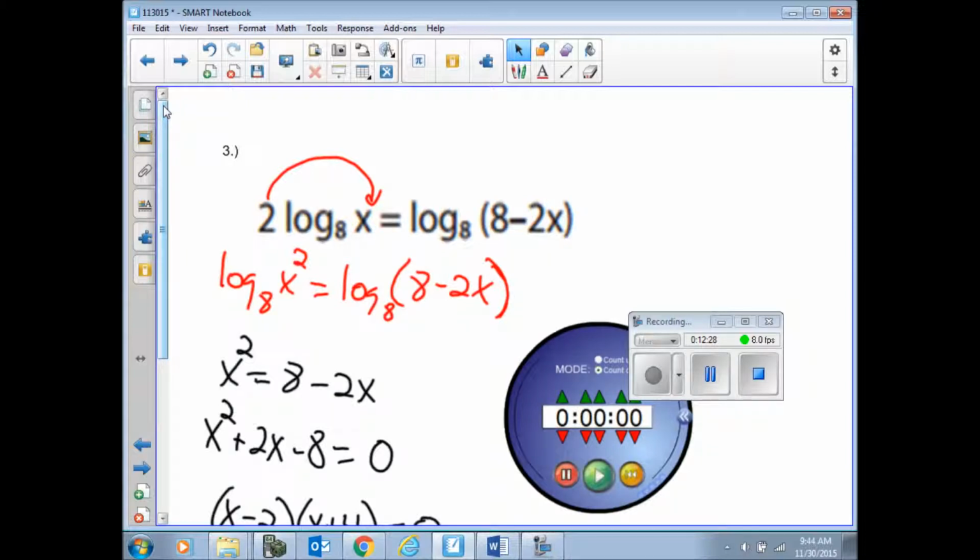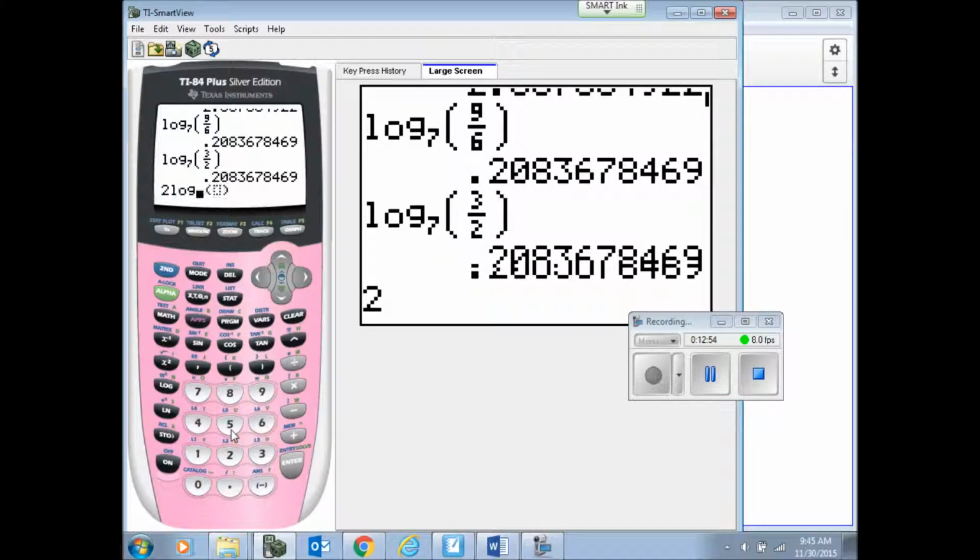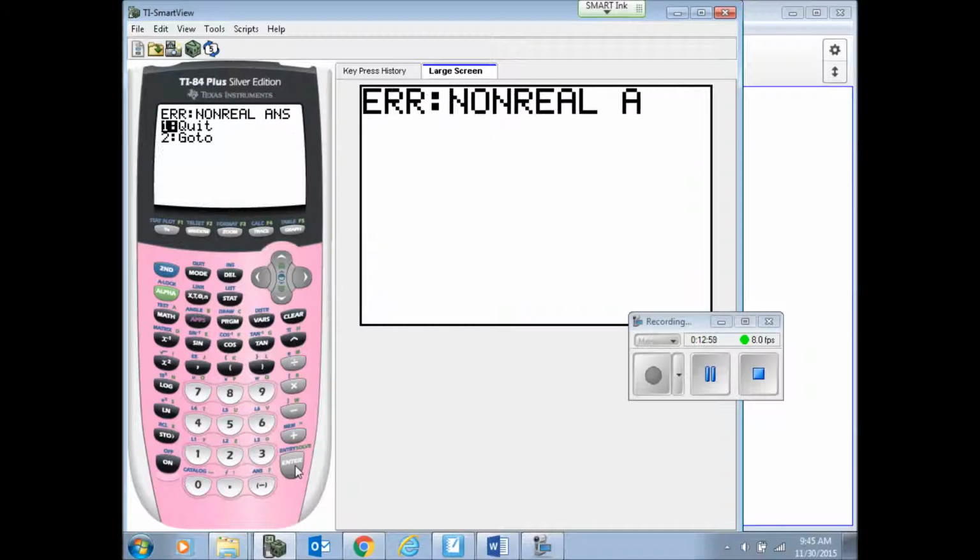No, can't plug that in here. Here's the problem. If you look at this, when we changed it, you'd say, well, negative 4 times negative 4, that's 16, positive. But I want you to go in the calculator and put in 2 log base 8 of negative 4. So we're going to do 2 log base 8 of negative 4, and it says error.